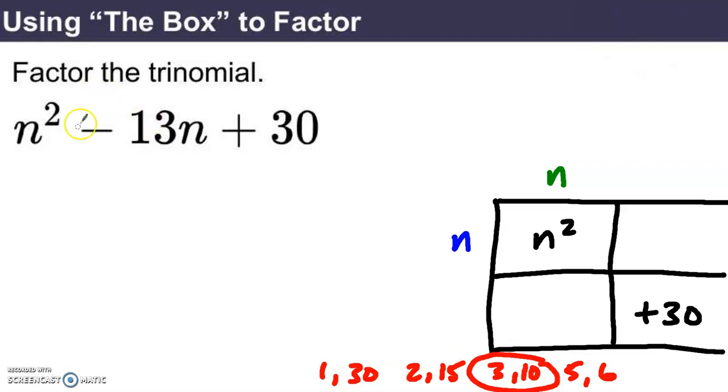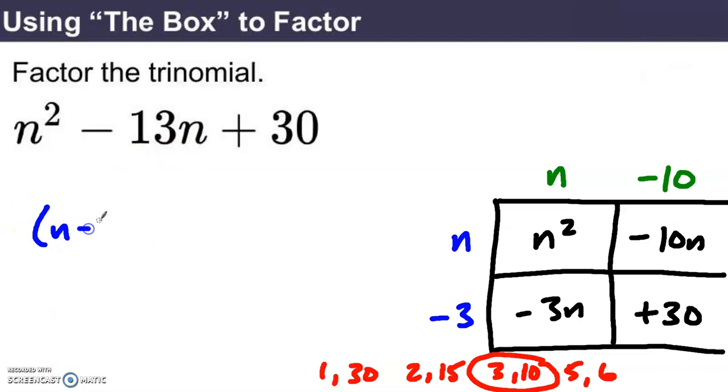How could I make them negative 13? What if I made them both negative? What if I did negative 3 and negative 10? And the reason that's okay here is that when I multiply negative 3 by negative 10, I still get positive 30 as my product. So negative 10n here and negative 3n here does in fact add up to negative 13. We've got our answer. We need n minus 3 times n minus 10.